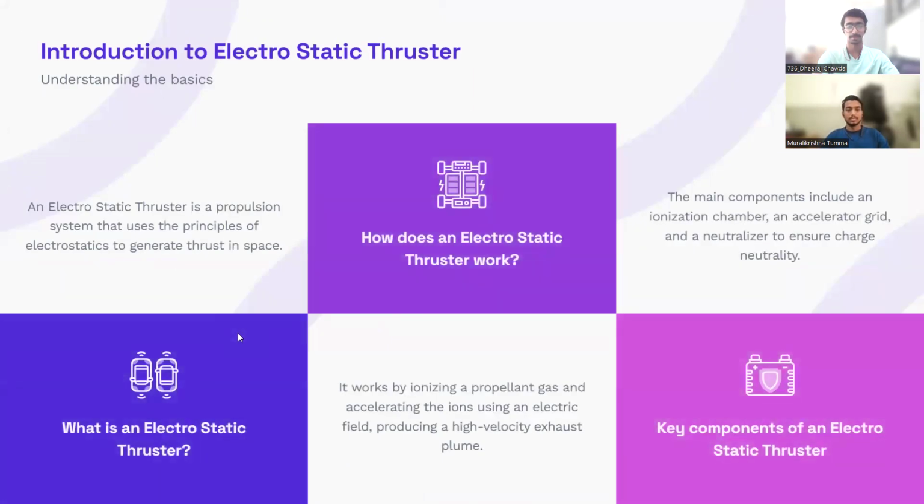Murli, what is electrostatic thruster again? Electrostatic thruster is a propulsion system that uses the principle of electrostatics to generate thrust in space. So I am very curious, can you tell me how it works? Yes, Dheeraj, it works by ionizing a propellant gas and accelerating the ions using an electric field, producing a high exhaust velocity plume.